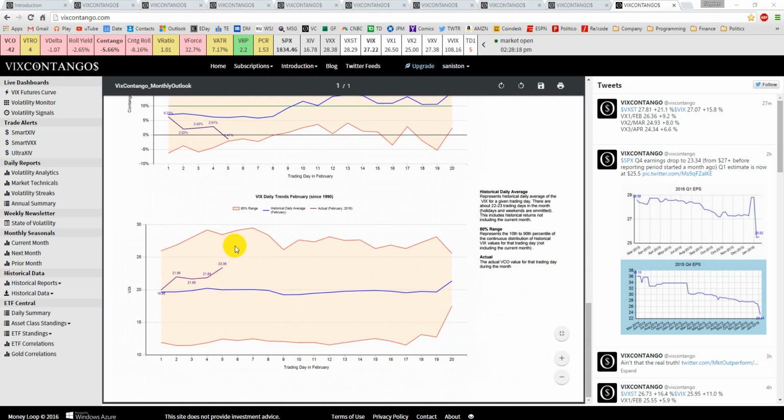And finally, we have a VIX daily trend return chart. This shows you the 80% range. And the blue line is the average VIX, and the purple is the actual VIX during the month. So in this case, it's moving above average.